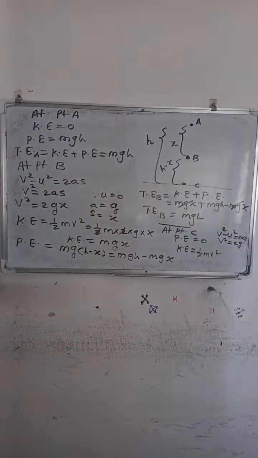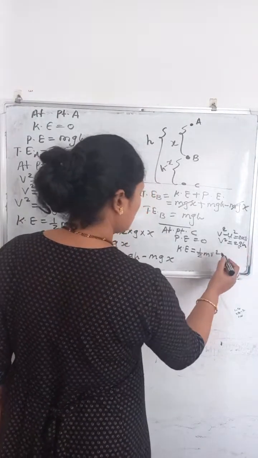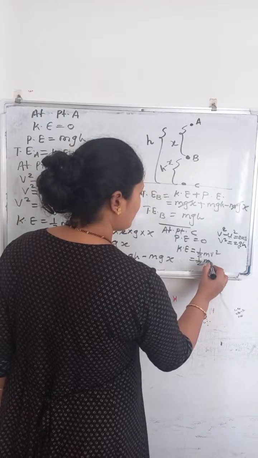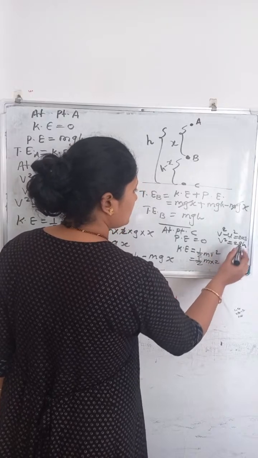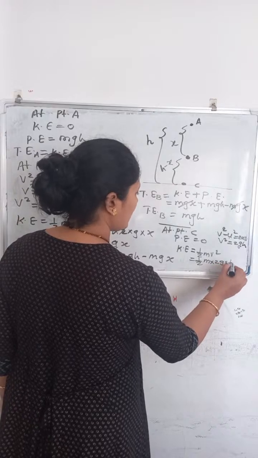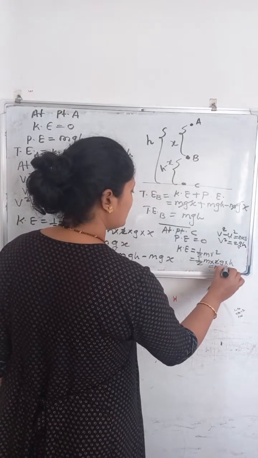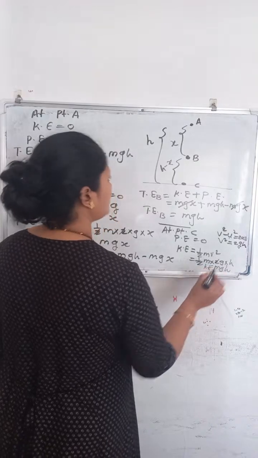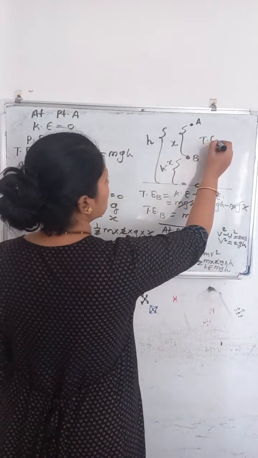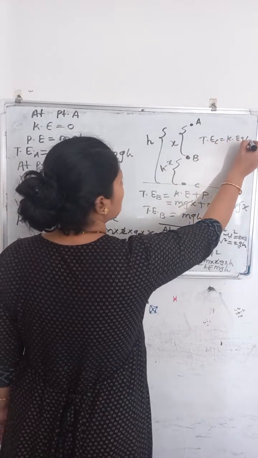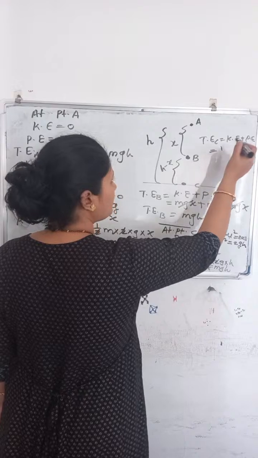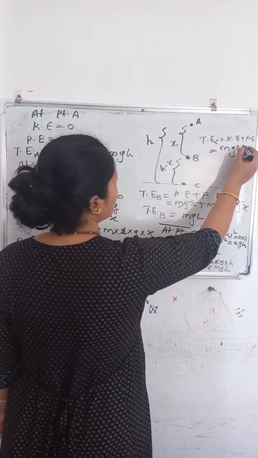So v square is equal to 2g into how much? The height here is h, so it travels the total distance h. We can write it as 2gh. Substituting in half mv square, the 2 and 2 get cancelled, and mgh is the kinetic energy. If you calculate the total energy at point C, that is kinetic plus potential energy, only kinetic energy is present, so that is mgh.